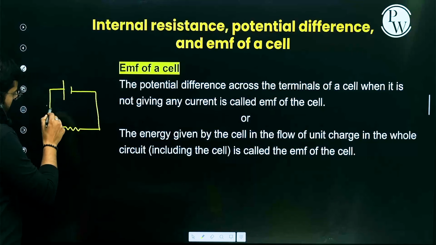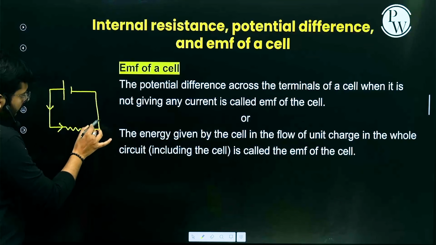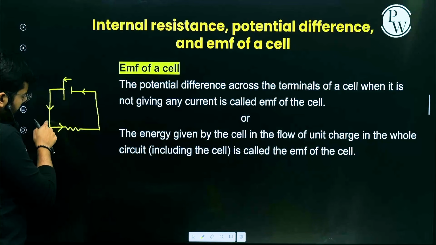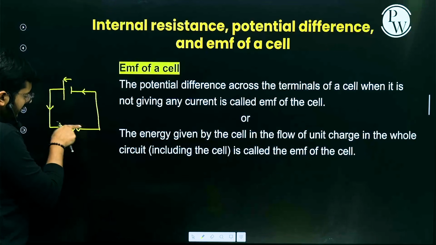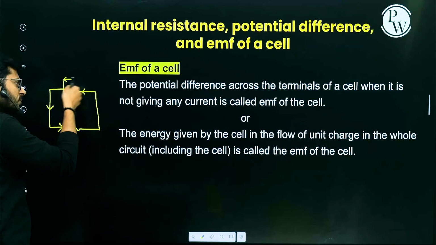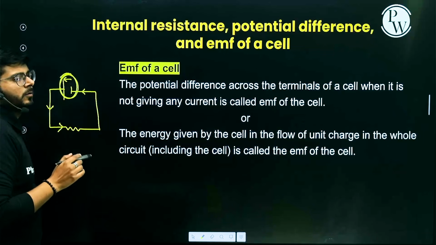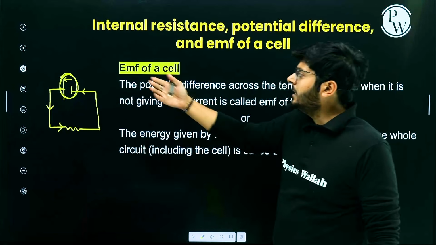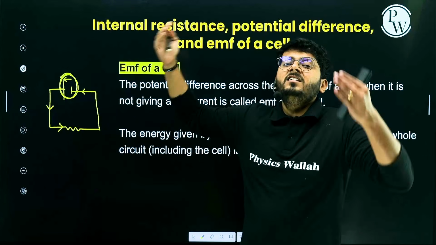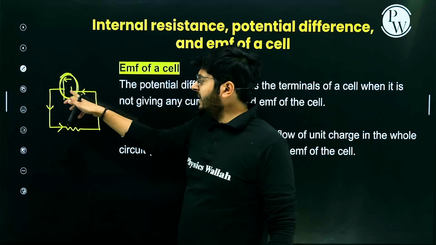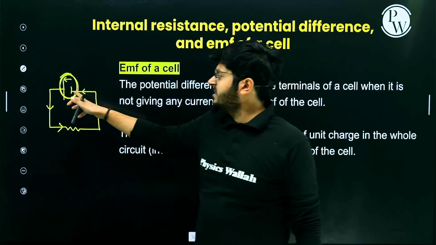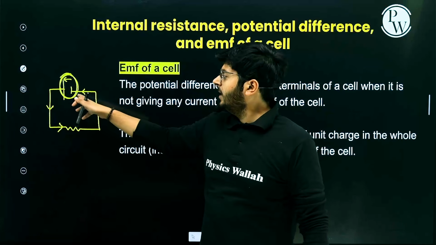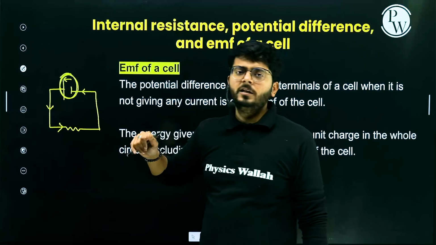So when the current is moving like this, the flowing current is going to move through the battery itself. Apart from the external resistance, the charges will also experience resistance due to the material of this particular battery itself. The resistance offered by the cell itself is called internal resistance. So in the real world, when a cell is connected to an external resistor, it will not offer the full EMF across the terminal.